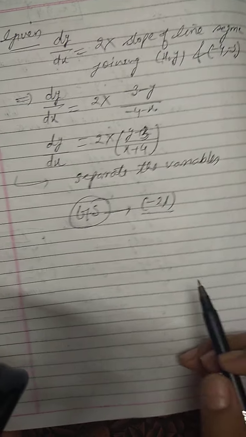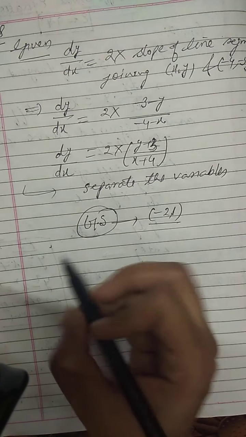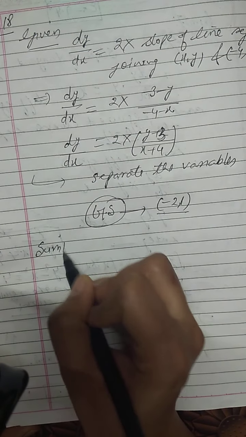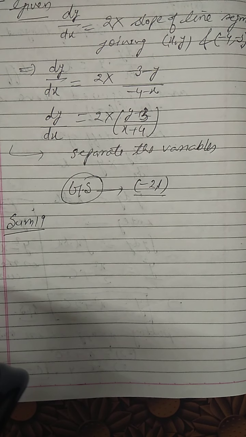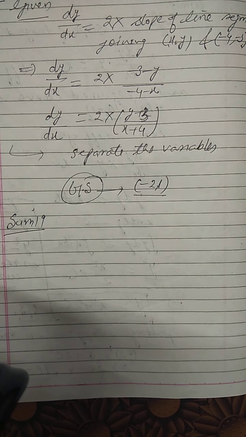I hope you people can do this. It was a simple sum. We will discuss now sum number 19. Sum number 19 is: the volume of a spherical balloon being inflated. Inflated means the volume is increasing, but it's given that the volume changes at a constant rate. Whatever change is happening in the balloon, it is constant.